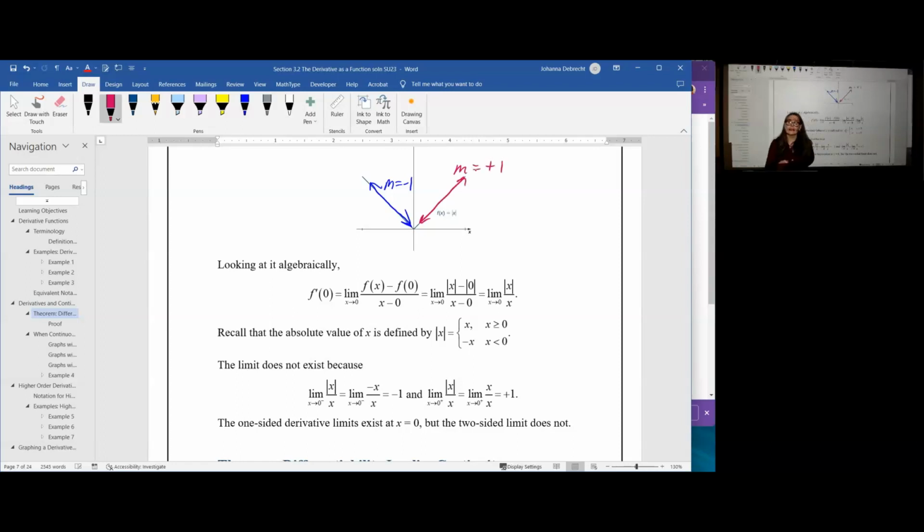Because the two-sided limit does not agree, it does not exist, which means it's not differentiable at that corner. In general, functions are not differentiable at corners, sharp points.